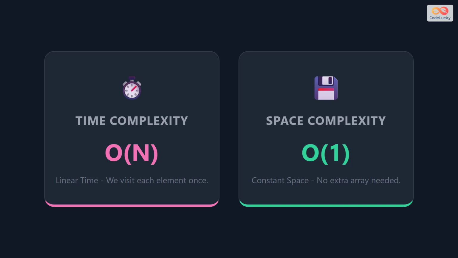Let's analyze the performance. The time complexity is O(n) because we touch each element once during the swaps. The space complexity is O(1) because we only used two integer variables for the pointers, satisfying the in-place requirement.